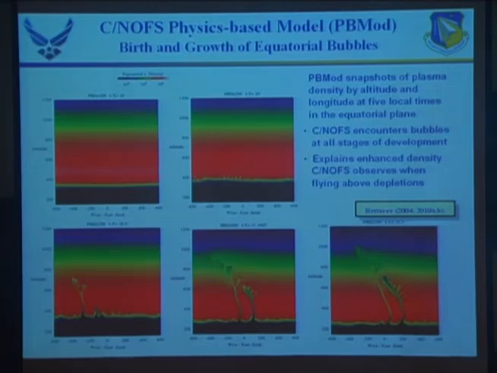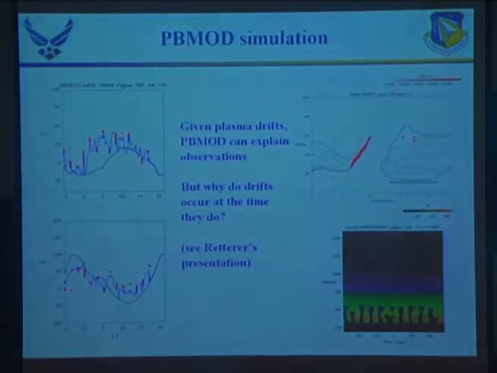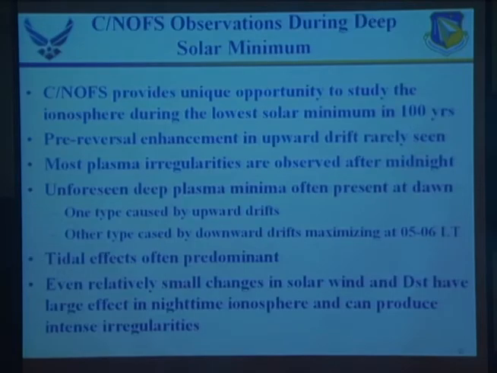So this could be a precursor, if you want, of a density between you. I plot this because this is one of the plots from John Rader, and he asked a question: given the plasma drifts, PBMOD can explain the observations, but the real question is why do drifts occur at the time they do? And I think if we understand better the electric fields themselves and what they are, we would be much better off.